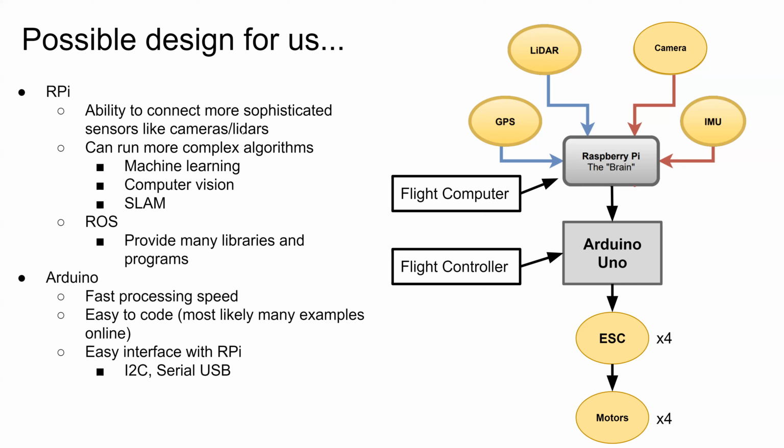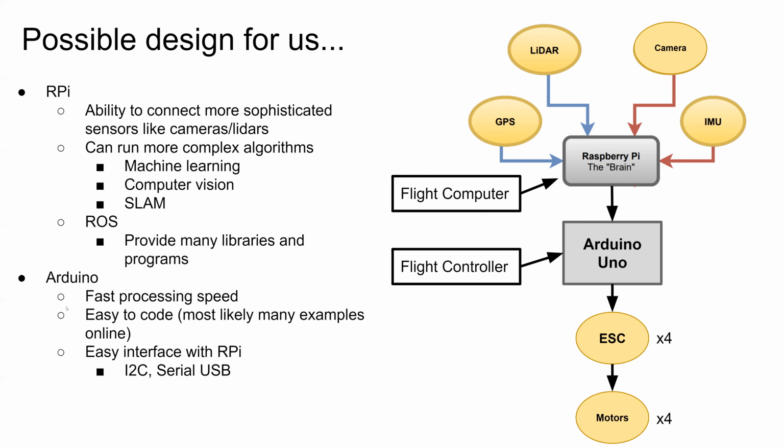Doing it this way, I feel like we'll have the ability to connect more sophisticated sensors like cameras and LiDARs, and then we can run more complex algorithms like machine learning, computer vision, and SLAM. And we also can try to use ROS, which provides many coding libraries and robotics programs for building more complex robots.